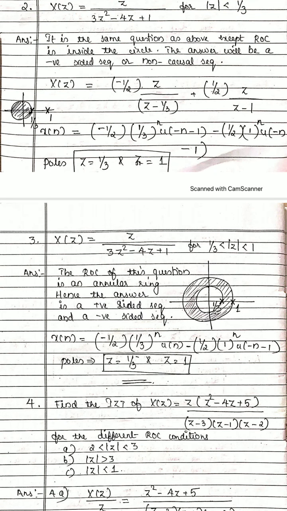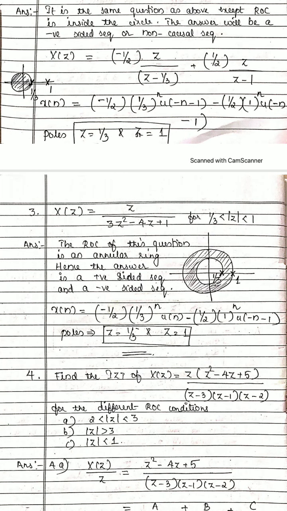Similarly, we have one more condition for ROC. If it lies between 1 by 3 and 1, what happens? ROC is between 1 by 3 and 1, right? For 1 by 3 it is exterior, and for 1 it is interior, right? For 1 it becomes the anti-causal sequence. For 1 by 3 it is a causal sequence. Hence you can write a both sided sequence.